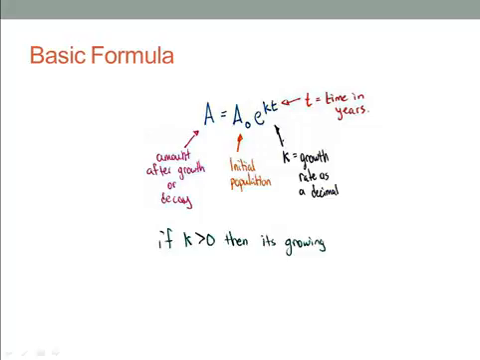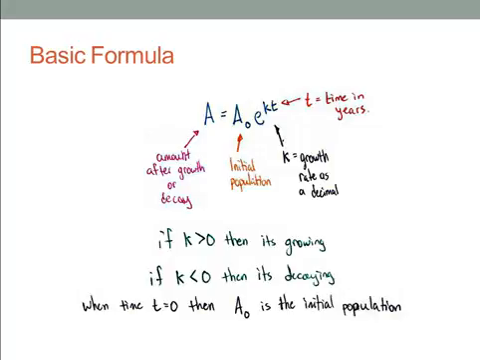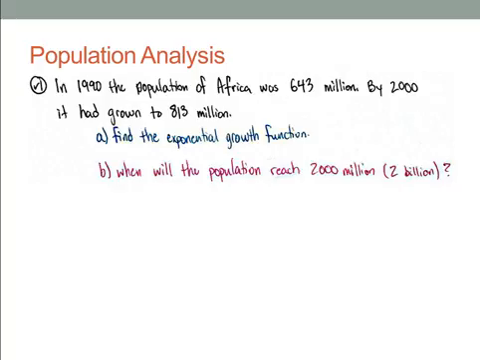So how do I know if it's growing or decaying? If k is greater than 0, then the function is growing. If k is less than 0, or negative, it's decaying. And most importantly, when time is equal to 0, a sub 0 is the initial population. So t equals 0 is the population at the beginning of when this function measures the growth or decay.